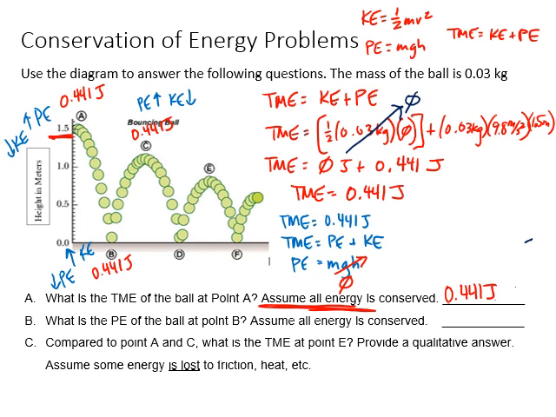So therefore, in terms of mechanical energy at point B, the total mechanical energy equals potential energy, which is 0, plus kinetic energy. We know total mechanical energy is 0.441 joules, and so therefore that has to equal the kinetic energy also. So at point B, the kinetic energy is 0.441 joules.